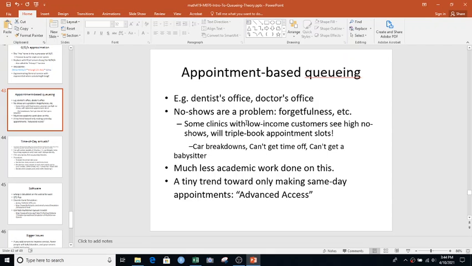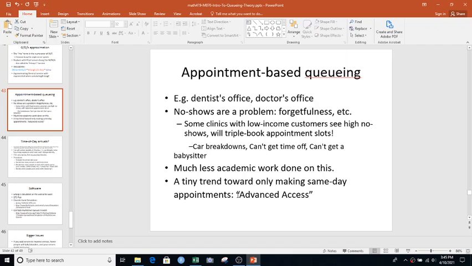I've heard from my own doctor or dentist that some clinics ended up triple booking appointment slots just to have reasonable server utilization. To be clear, I'm not blaming people in this situation who can't show up. They just have very few options. There's not much academic work done on this. Some doctors' offices and dentist offices are leaning towards not having appointments made like 2 weeks out and just saying, if you need an appointment, call us that day and we'll have a slot available for you.